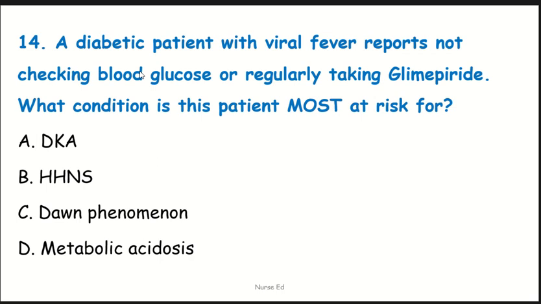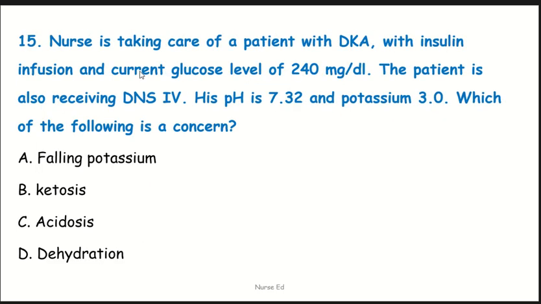And the right answer is HHNS. HHNS is more common among type 2 DM patients and the patient is taking OHA. So definitely the patient comes under the category of type 2 DM. A type 2 DM patient, when they have some infection or stress or are not taking adequate oral fluids, is at risk for developing HHNS.